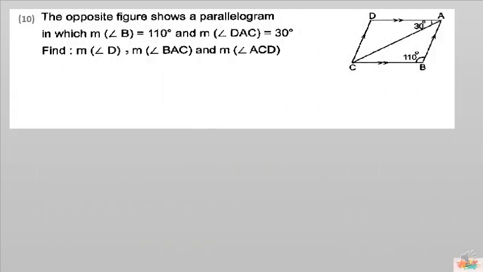Number 10. In the opposite figure shows a parallelogram in which measure angle B equals 110, measure angle DAC equals 30. Find measure angle D. So what is measure angle D? 110 degrees. Measure angle BAC, this one. How can we find this angle? We can do 180 minus 110 plus 30. Why, Mr.? I want to get the small part, and we know that the whole together is 180. So 180 minus 110 plus 30 will be 40 degrees.